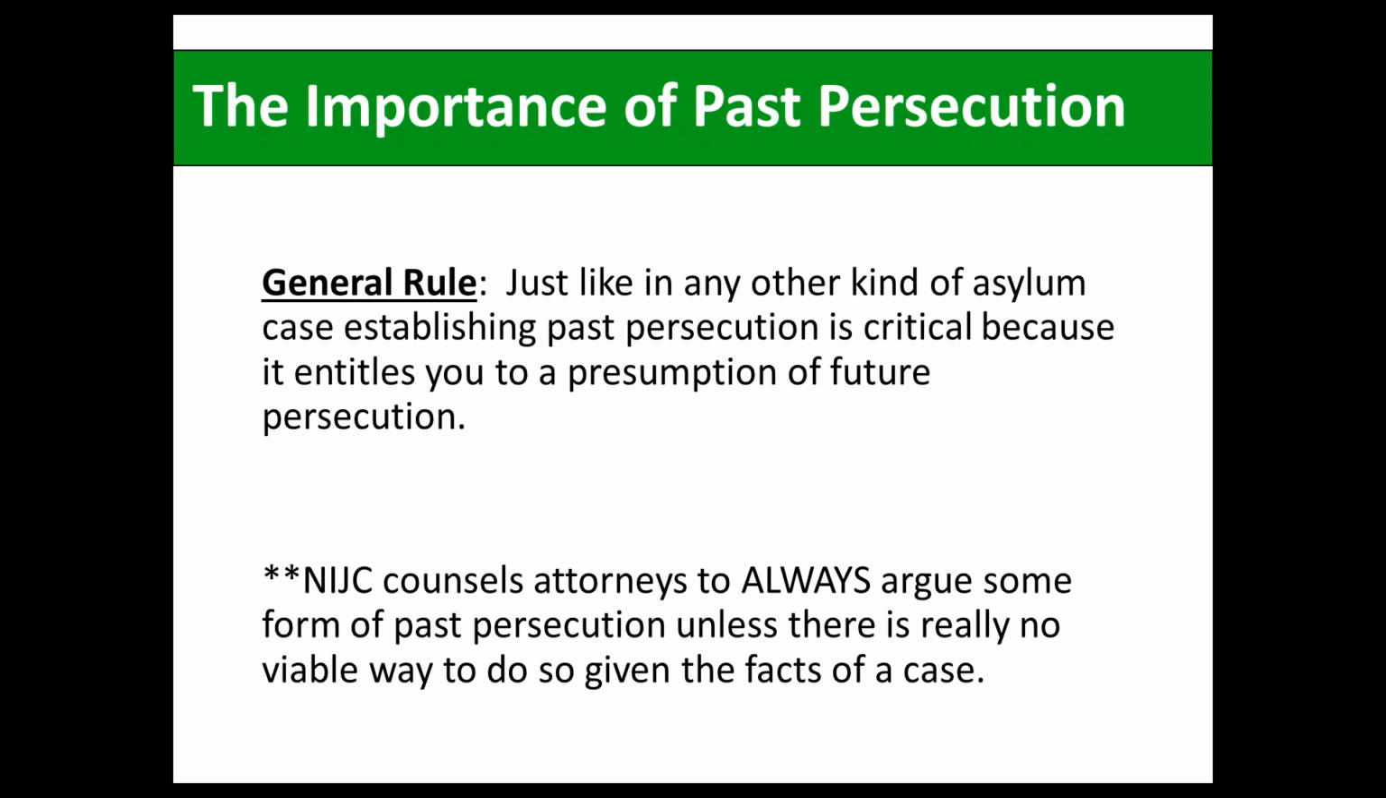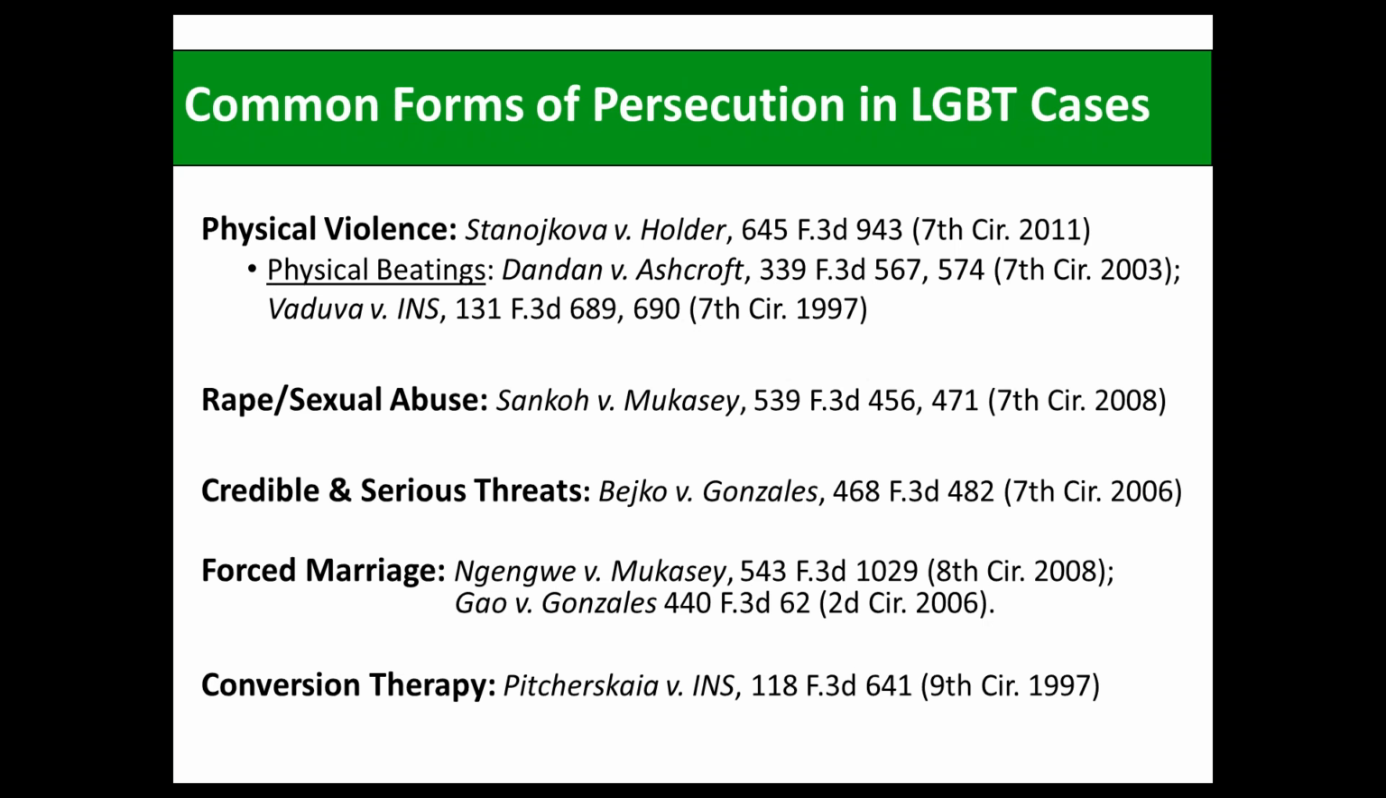An example of that would be maybe an asylum seeker who came to the United States at the age of 1. There likely is not any past persecution in that individual's case, and then we would not encourage you to make an argument for it. So, common forms of persecution in LGBT cases.